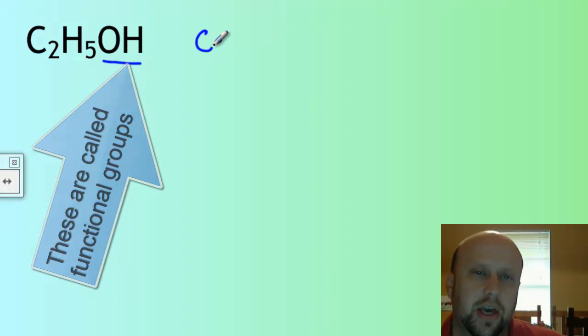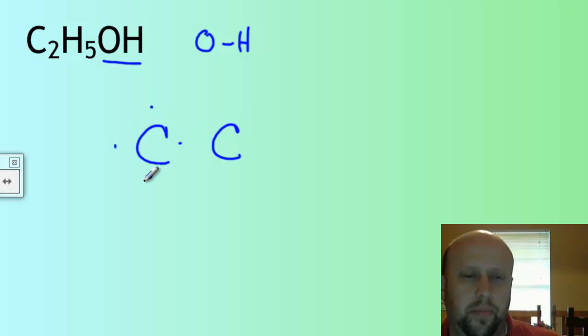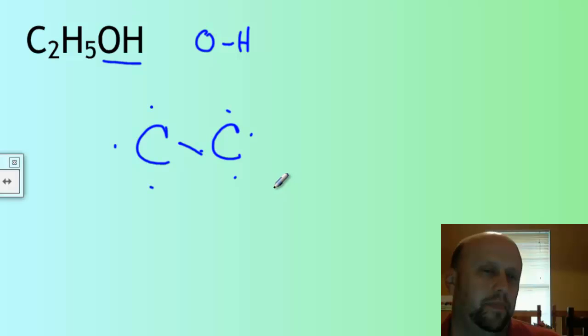This tells me that I have an oxygen with a hydrogen bonded to it. Okay, that's what that OH there tells me. And that's really useful information when we start to draw this. So otherwise, we're going to draw this like normal. I'm going to start with my two carbons. Carbon always goes in the center if you've got carbon. Okay, 4 valence electrons around each. I'm going to go ahead and bond that together.